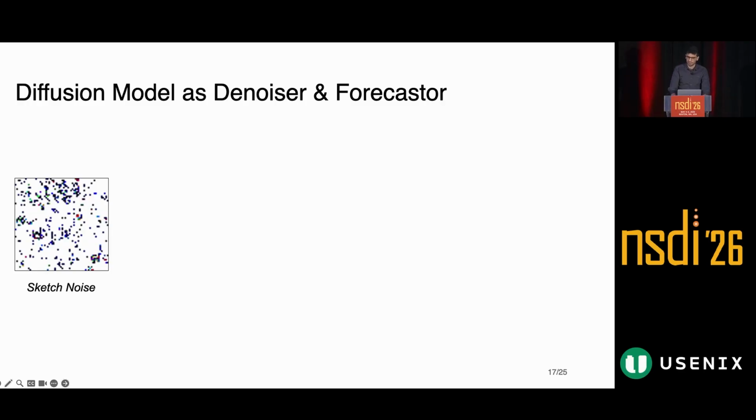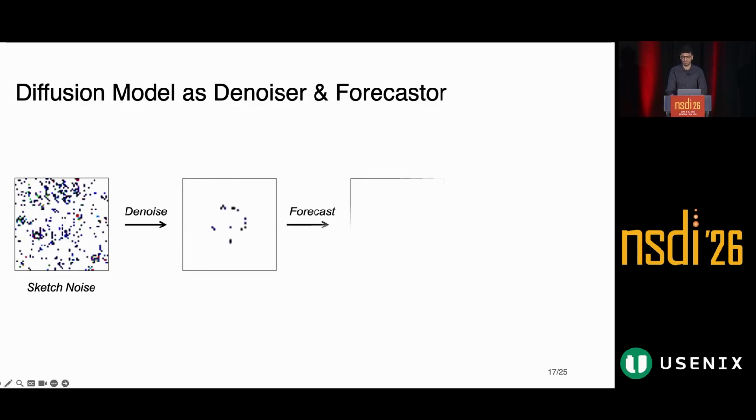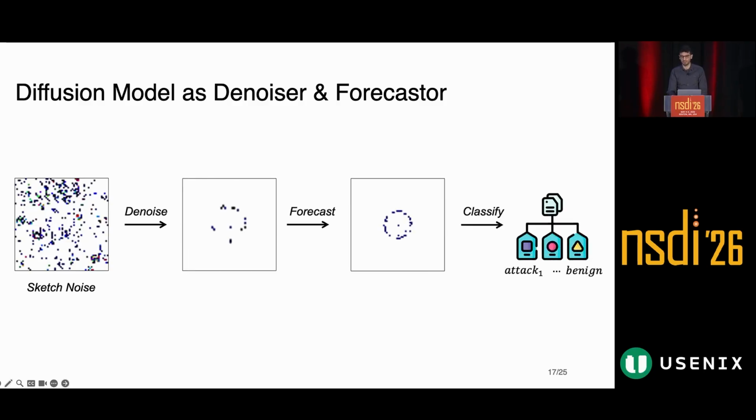As a summary, once we obtain the cropped image from the sketch universe, we first denoise it, then we forecast the mature state of the flow, and then we pass it to the classifier for a multi-class recognition.